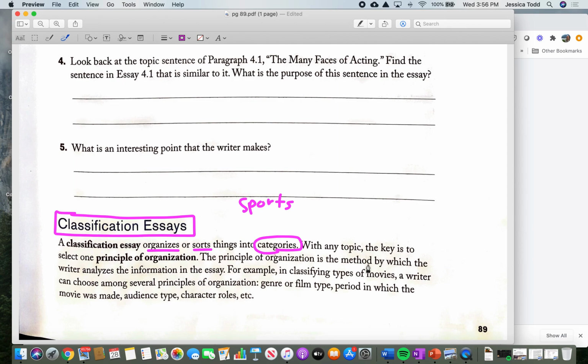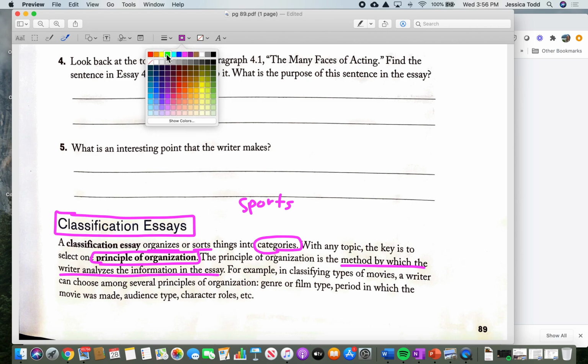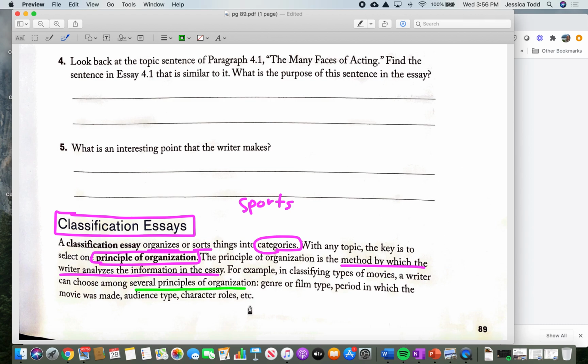With any topic, the key is to select one principle of organization, right? A principle of organization is the method by which the writer analyzes the information in the essay. In other words, what does the writer use to sort things into categories or to put them into categories? Here's an example. In classifying types of movies, a writer can choose among several principles of organization. So one principle of organization could be the genre or film type, right?